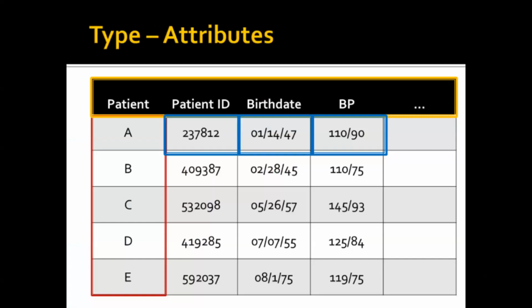On this slide, you can see a sample set of data that contains information about a few patients served by a local healthcare facility. Each row corresponds to a patient, and each column contains some aspect that can describe that patient, such as the patient ID, birth date, or blood pressure.